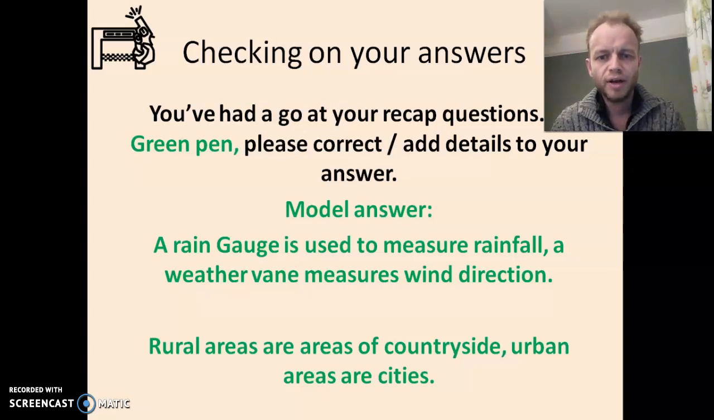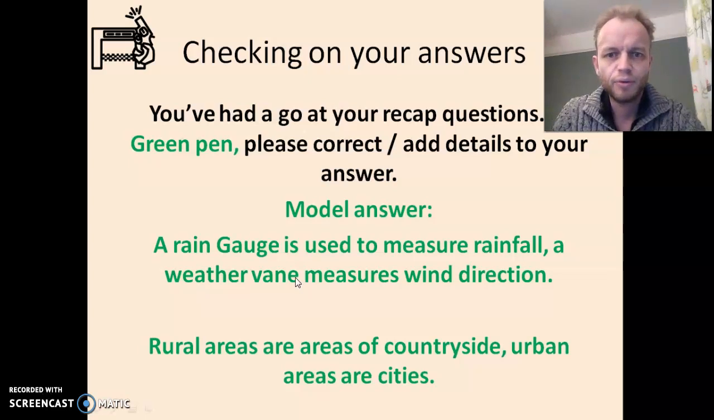Rural areas are areas of countryside, so more sparsely populated, so there's fewer people who live there. Urban areas are cities. We've got many more people living in cities than we do in rural areas. So double check your answers. Add a bit of green pen to make sure you've got your full answers if you don't feel you've got those. And then we'll start looking at our air masses lesson.